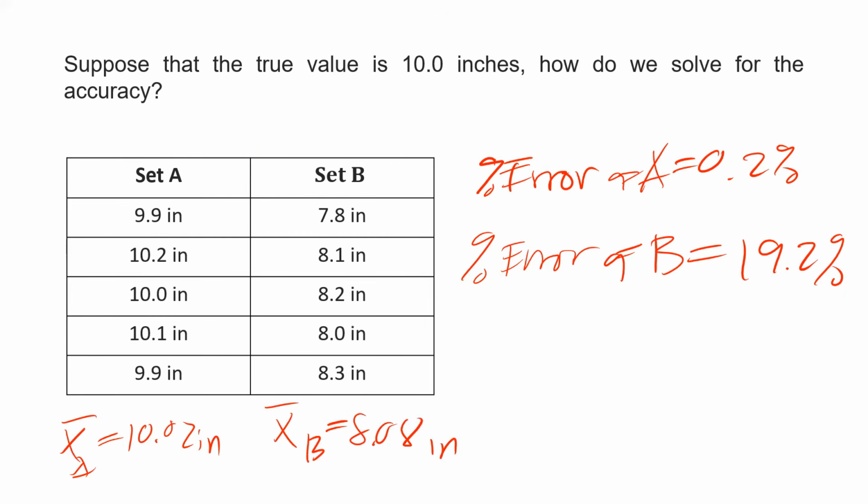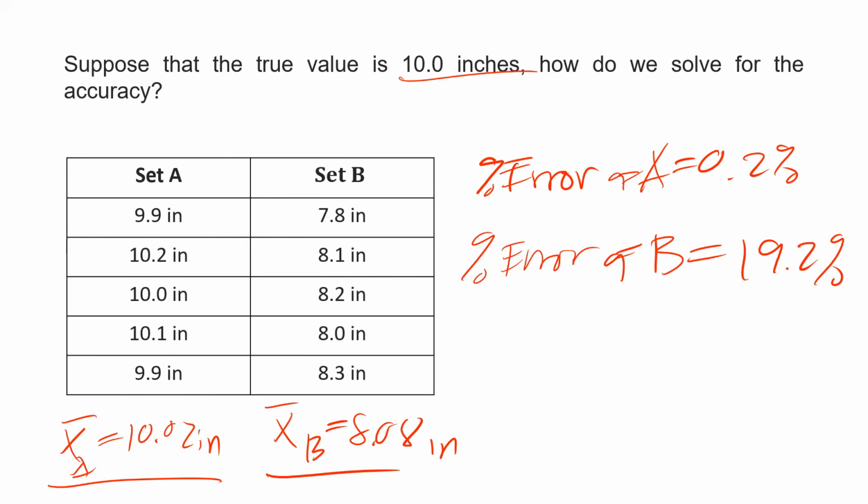So, kanina, we claimed that just by inspecting the mean and comparing it to the actual value, di ba nakapag-infer tayo that set A is more accurate compared to set B. Pero to support your claim, you need a value to support your claims. You need to solve for the error of your data set. So, yung error ng dataset A is 0.2%, yung error ni dataset B is 19.2%.